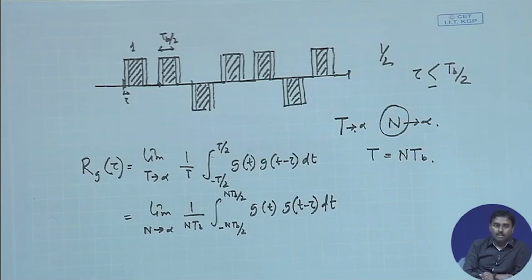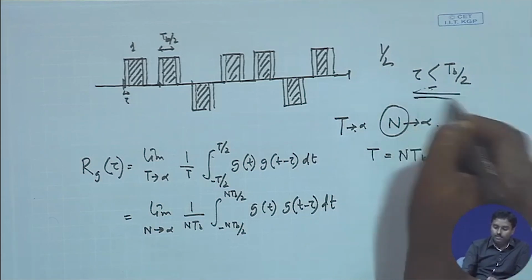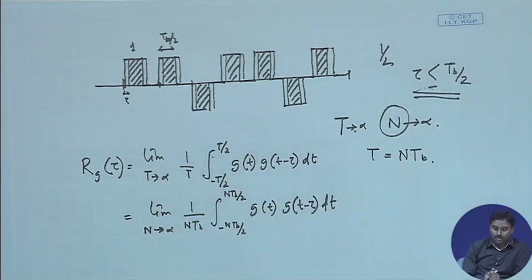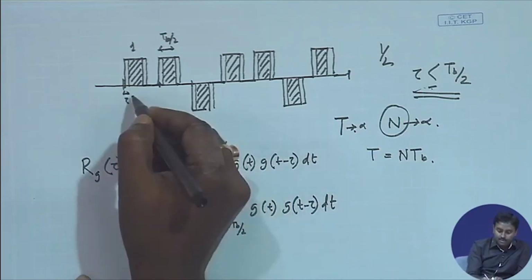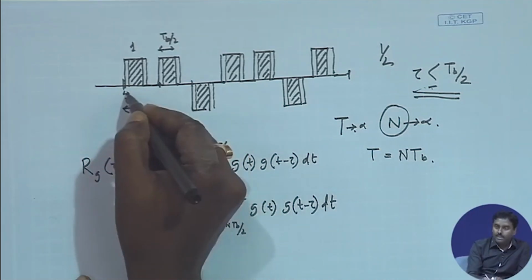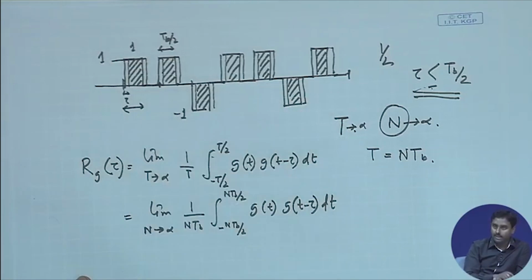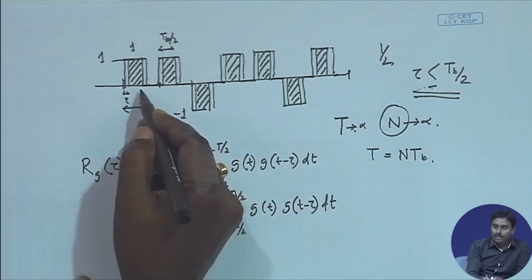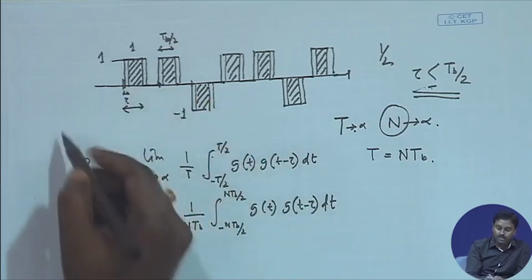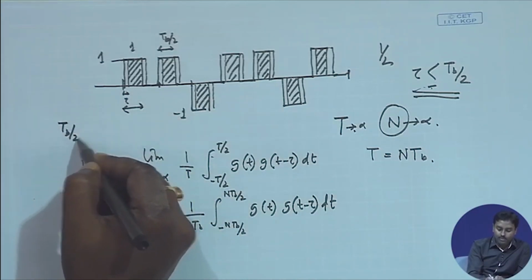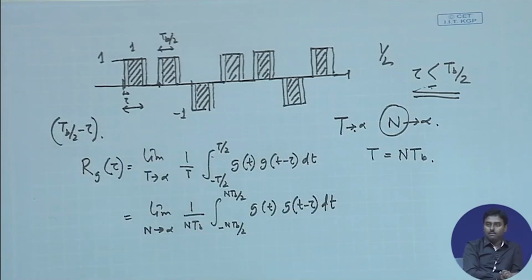Now let us see what is the overlap that we are getting. I have already assumed that tau is less than Tb by 2. So my overlapping area is Tb by 2 minus tau. If the amplitude levels are plus 1 and minus 1, then the overlapping area should be Tb by 2 minus tau, because the amplitude is 1, so it will just be multiplied by 1.